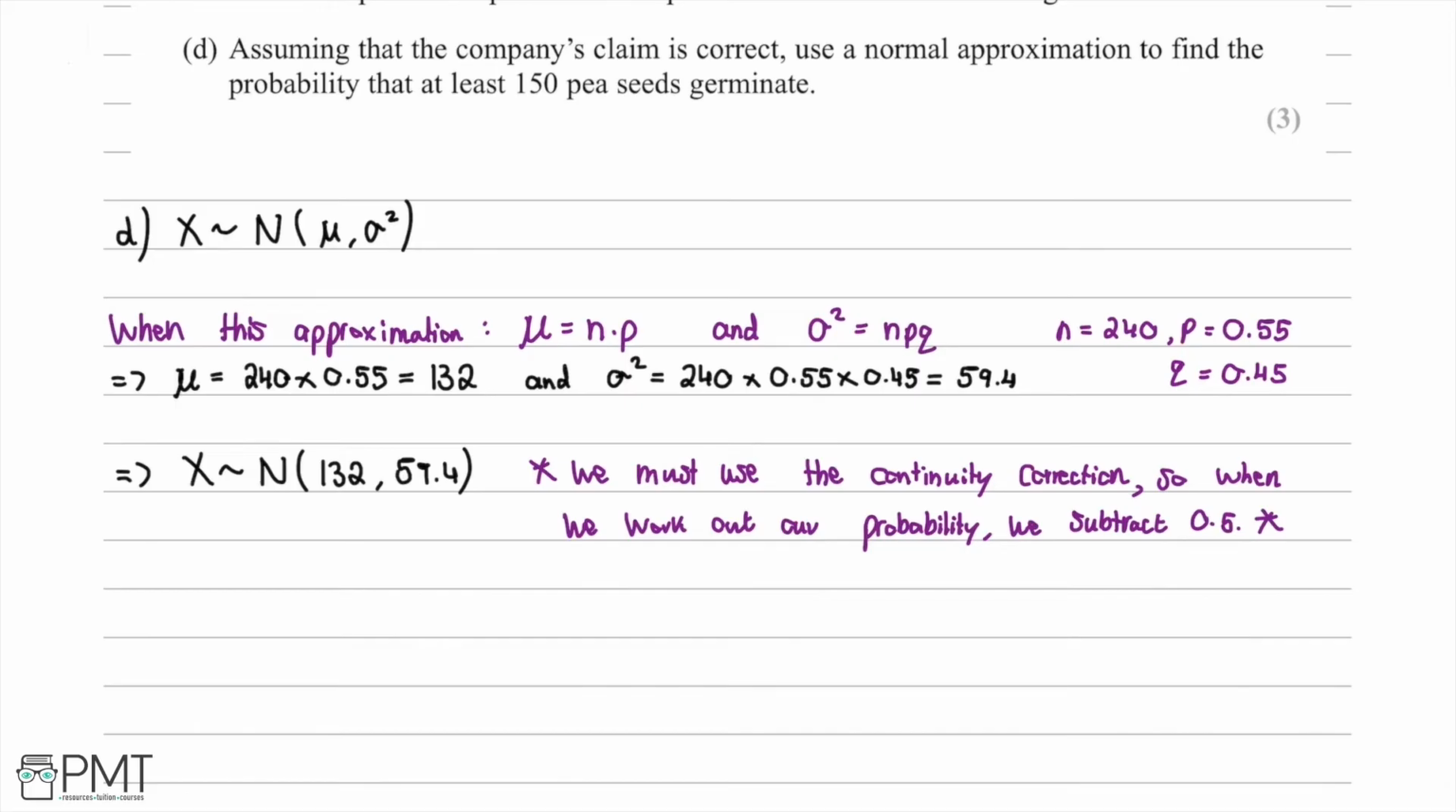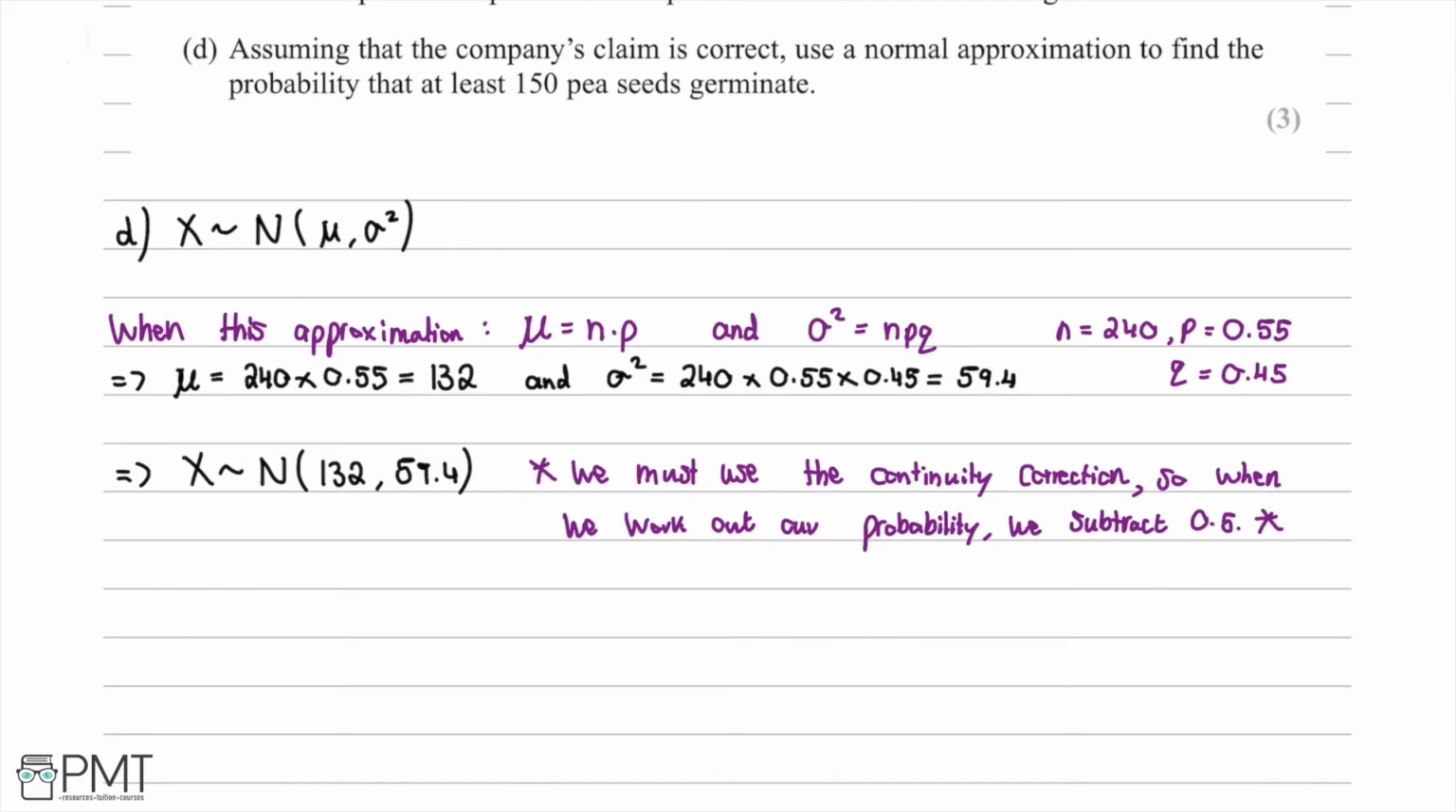We're going to take a little further look at why we have to use this continuity correction. We know that when we have discrete data, we can approximate this to a continuous distribution, but to make this approximation, we have to take into account the continuity correction.